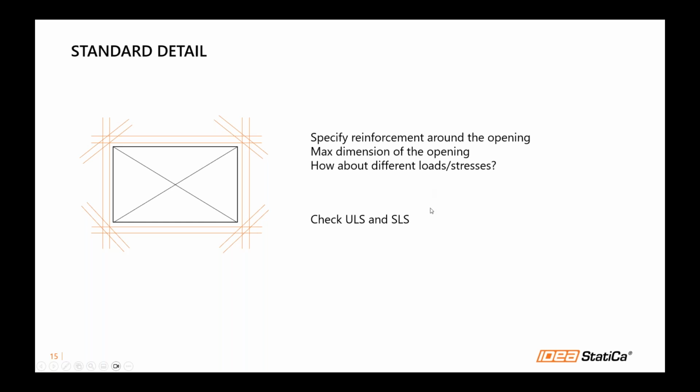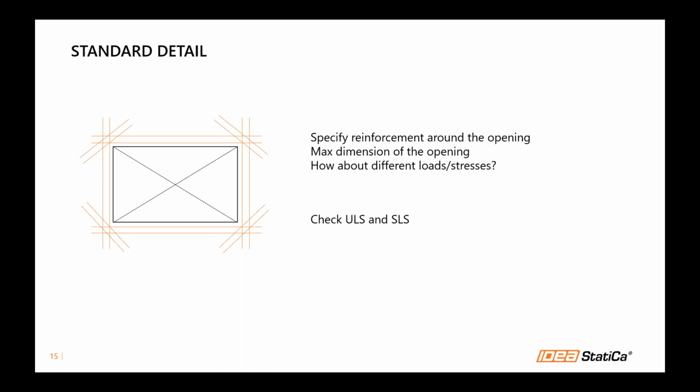Right. So lastly, the issue that people are facing as well is that when they are designing a wall with opening, they would normally use what they call a standard detail, which specifies the max dimension of the opening. Then they can use that standard detail for that size of opening. But then the question is, how about different loading and different stresses? The standard detail may have been designed with different load or stress assumptions than what you are currently designing for. So if you want to be very sure, very safe, then for each opening, for each of the stresses, you have to check it against ULS and SLS, which of course goes against the idea of a standard detail, because then you have to do it one by one.